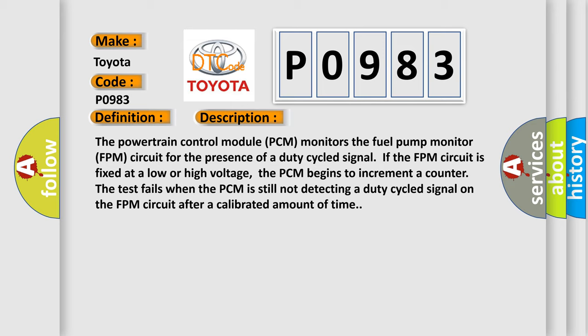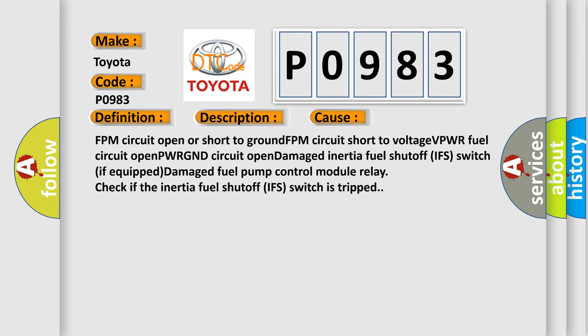This diagnostic error occurs most often in these cases: FPM circuit open or short to ground, FPM circuit short to voltage, VPWR fuel circuit open, PWR GND circuit open, damaged inertia fuel shut off, IFS switch if equipped, damaged fuel pump control module relay. Check if the inertia fuel shut off, IFS switch is tripped.